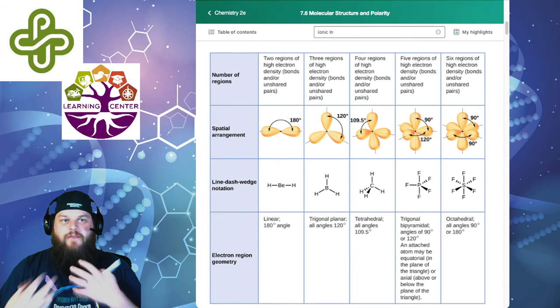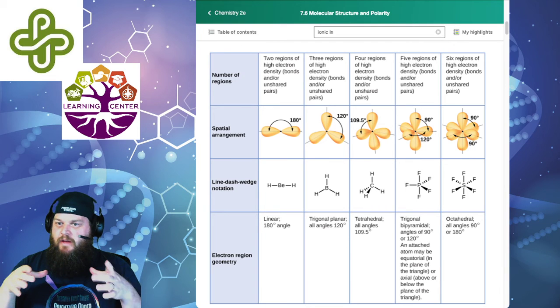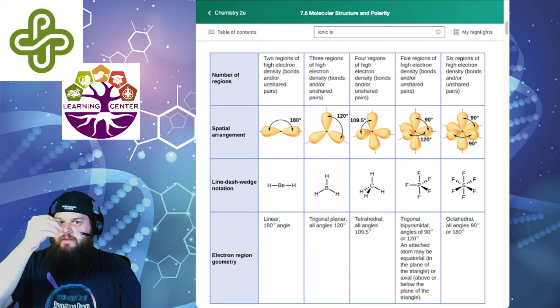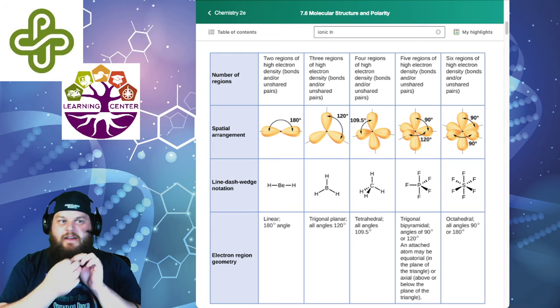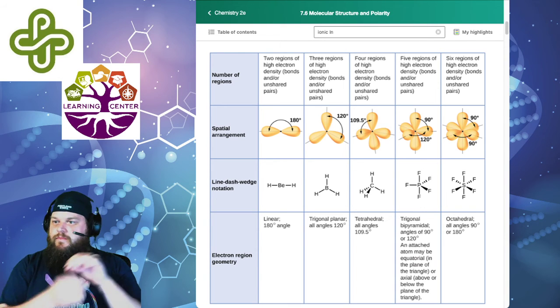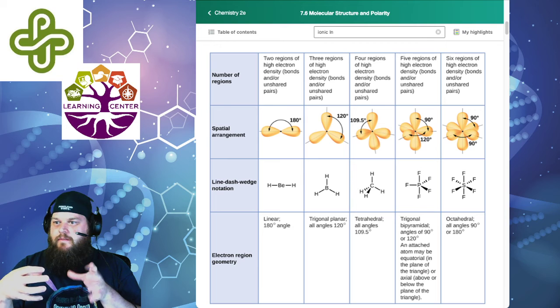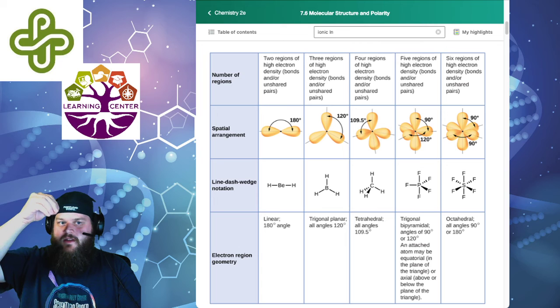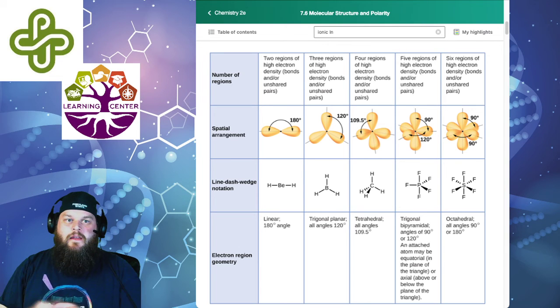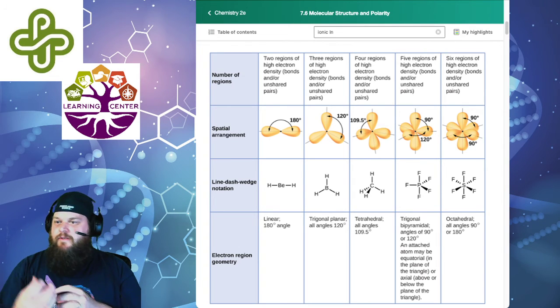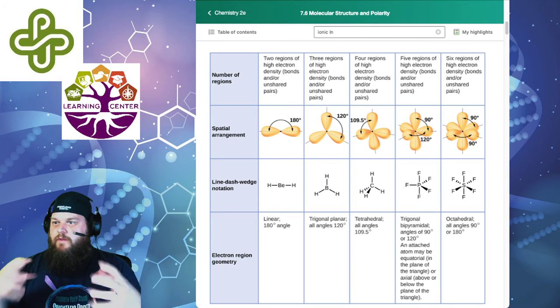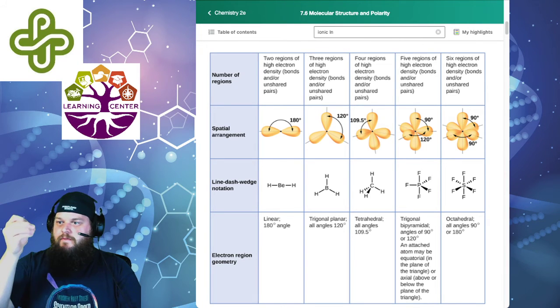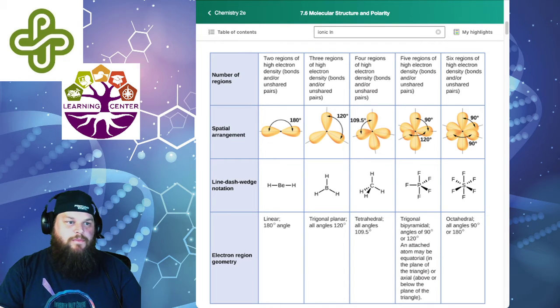And then when there's 5 different densities, 3 of them spread out in a plane, and then 2 of them shoot up and down. So in that plane, it's kind of like when there's just 3, 3 densities all spread out in a planar manner, and then there's 2 more shooting up and down from that. When there's 6 different electron densities, it shoots out in 4 different directions in that plane, and then up and down from there. We'll go over those. We call those linear, trigonal planar, tetrahedral, trigonal bipyramid, or octahedral.